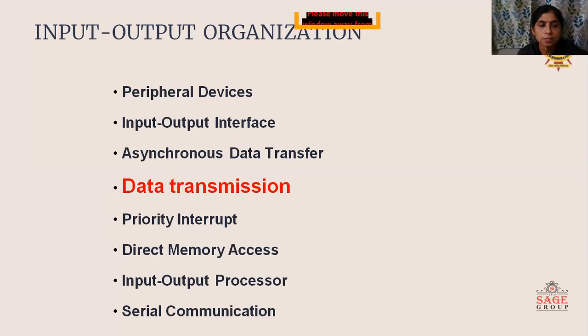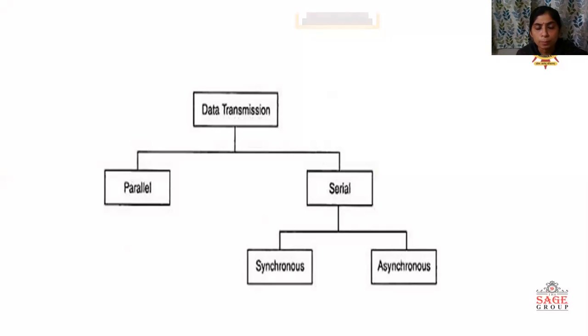In today's lecture, we are going to discuss the data transmission methods, how the communication is established between the transmitter and receiver. There are basically two methods for data transmission: the parallel transmission method and the serial transmission method. The serial transmission method is again divided into two subtypes: synchronous data transmission and asynchronous data transmission.